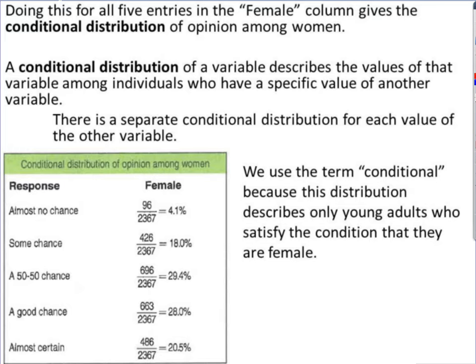Now, if we do this for all of those categories for the females, we are finding a conditional distribution. A conditional distribution of a variable describes the values of that variable among individuals who have a specific value of another variable. So we're looking at all the ones who are female and then just looking at their opinions. So we're seeing the probability of getting a specific opinion based on one of the specified genders. We use the term conditional because this distribution describes only young adults who are satisfying the condition that they are female. These percents will be different for the males, and we'll have different answers for all of them together.